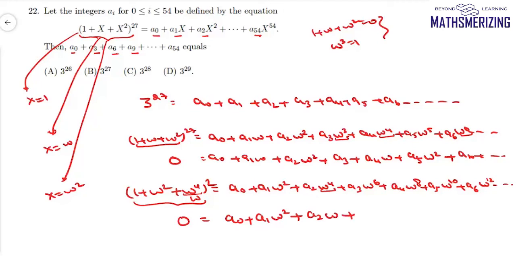So this is a2 omega. Omega to the power 6 is 1, so this is a3. Then a4: omega to the power 8 is omega to the power 6 into omega square, so it will be omega square. Then a5 omega, and plus a6.